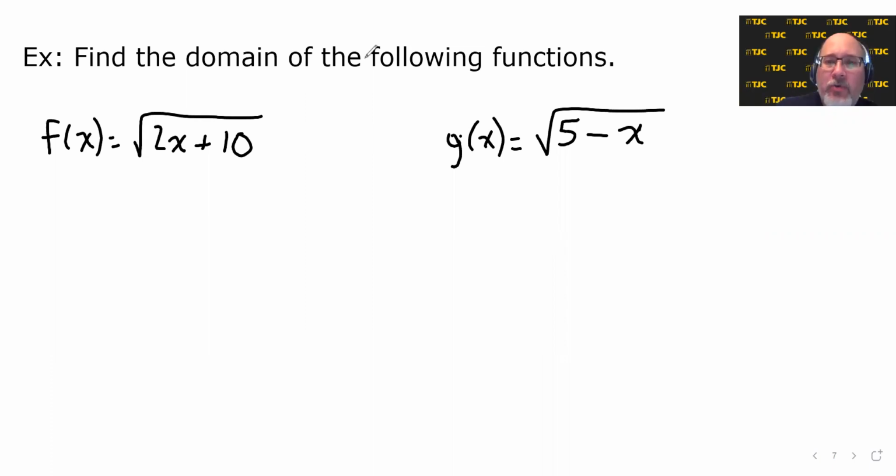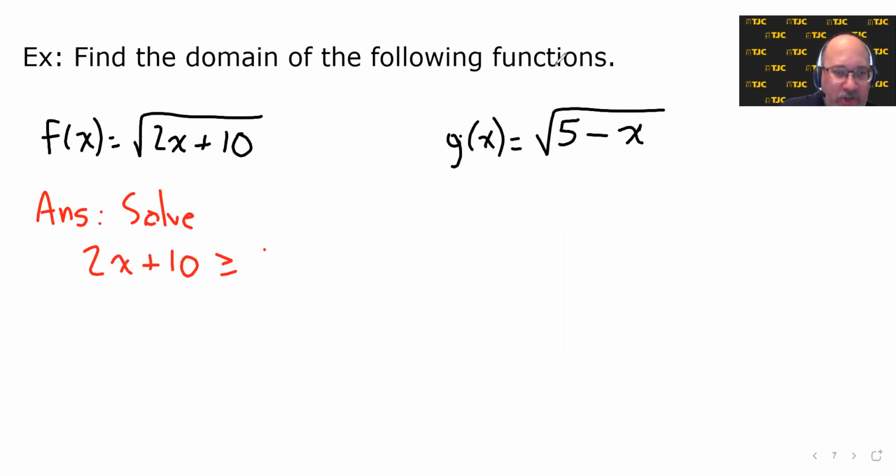All right, so starting with this function, because this is a square root function, we have to solve the radicand is greater than or equal to 0. So 2x plus 10 is greater than or equal to 0. What this does is guarantee that we will not end up square rooting a negative number, since we're forcing the part under the square root to be non-negative, greater than or equal to 0.